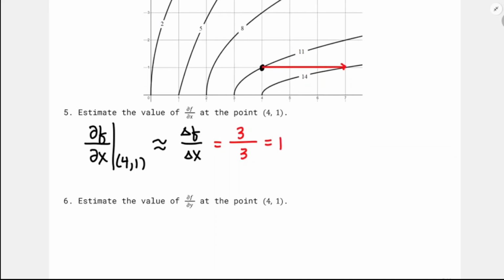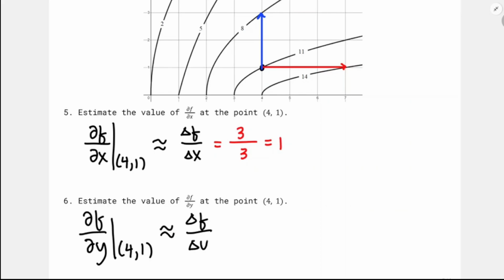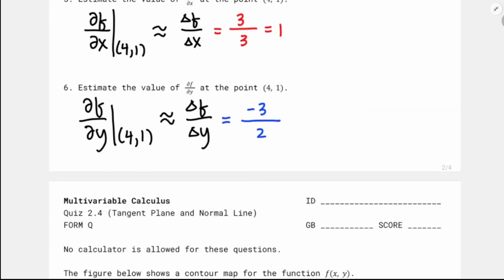If I'm trying to estimate the value of df dy, okay, I could use either of these. I didn't notice that there was a point down below, but I'm just going to use the one that's above. So partial derivative of f with respect to y at the place where x is 4 and y is 1, that's approximately equal to change in f divided by change in y. Okay, now, change in y was 2, and then the change in f going from level 11 back to level 8 would be a change of negative 3. And that was form P.